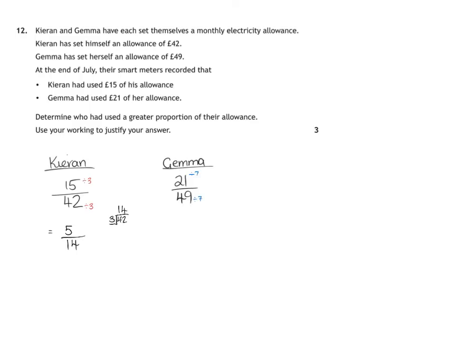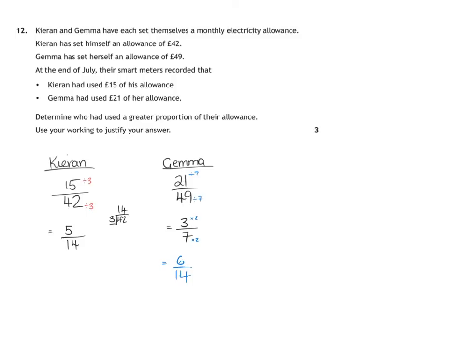So we get 21 divided by 7, which is 3, and 49 divided by 7, which is 7. Here, we don't have the same numbers on the bottom yet, but I can do something to this one to make the 7 into a 14 as well. So I can now just double that second fraction. So I times both of them by 2. It's going to be 6 over 14. So now I can compare them.